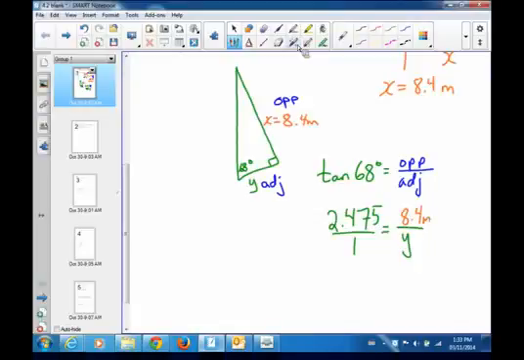Previous answer. You couldn't have jumped to letter Y, what we're doing in green, first. There's no way you could, because you didn't know. Initially, you didn't know this side, right? Until you solved the first triangle. So, cross multiply 8.4 times 1, divide by 2.4, 7.5.